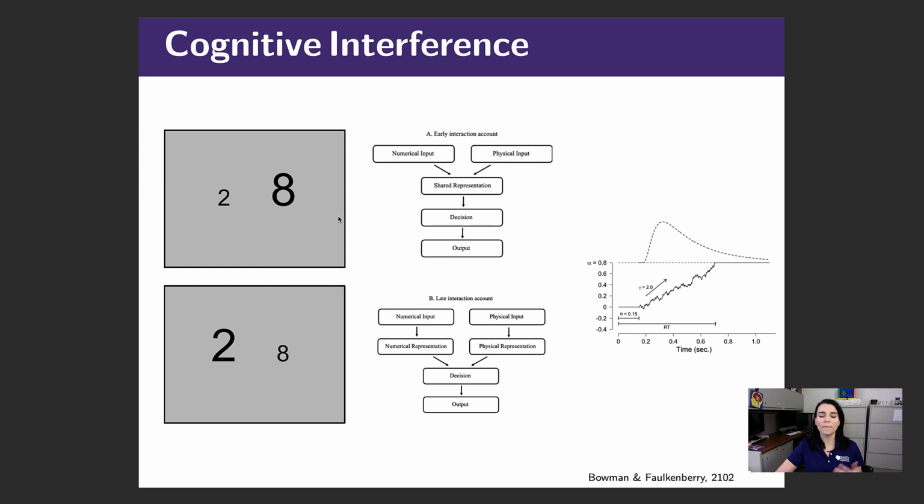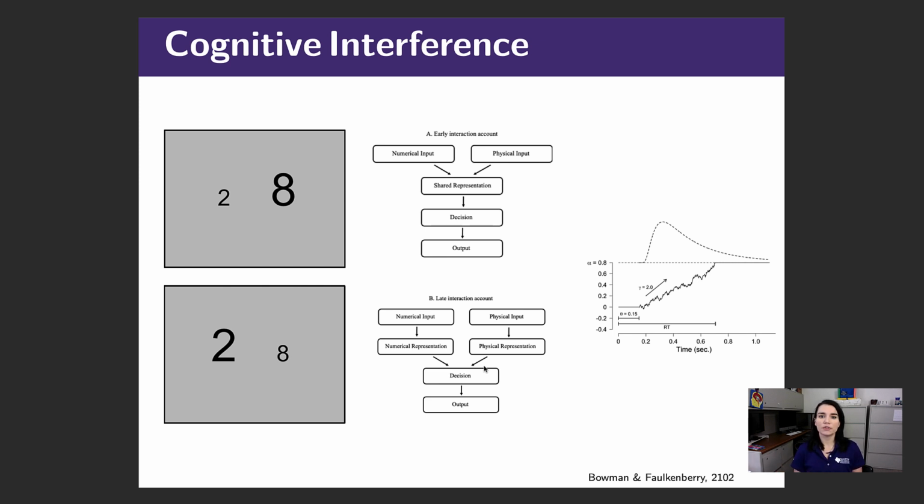Well, why is this? It's said to be because of cognitive interference. So physical size and numerical value interfere with each other and require more time for the participant to decipher through the decision-making process. We have two accounts that try to pose where the locus of this interference occurs. So either it is in an early interaction account or a late interaction account. So that means either it is early in the decision-related processes, such as this shared representation stage here, or it is later in the decision-related processes, i.e. in this final decision stage right before output.